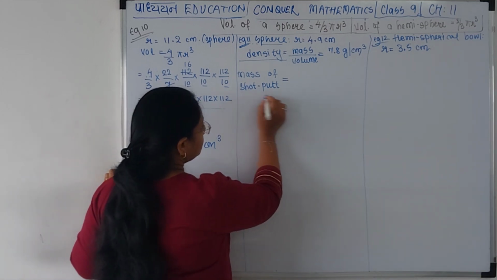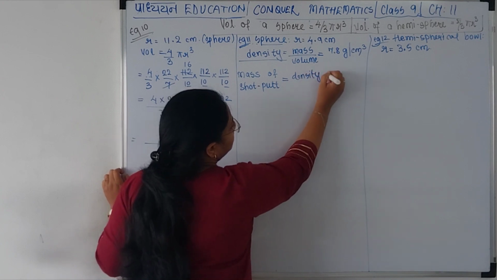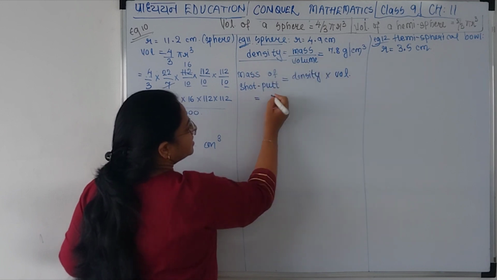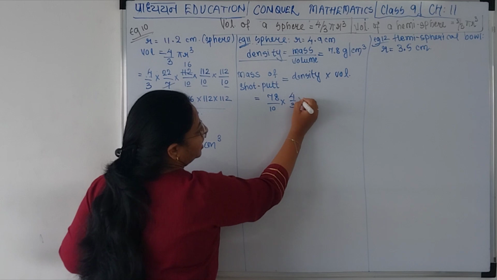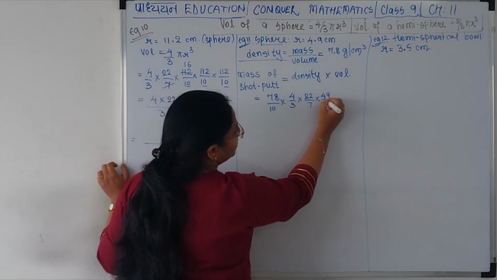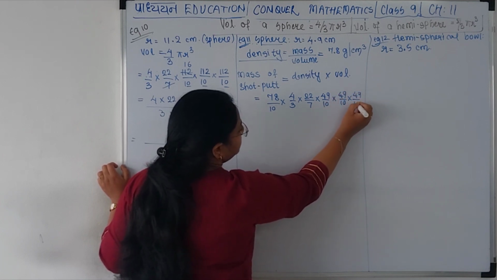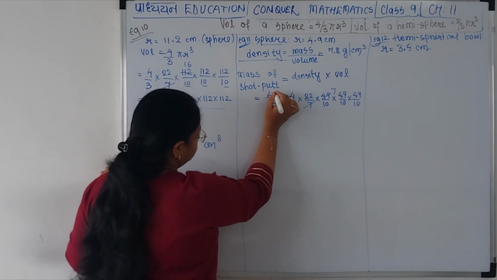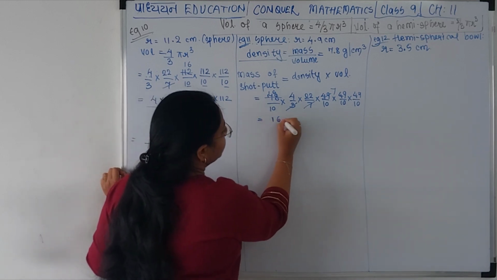Let's see how. Mass of shot put will be density into volume, according to the formula, correct? Which is equal to, density is 7.8, so 78 by 10. Volume is 4 by 3 pi r cube. R is 4.9, so 49 by 10, 49 by 10 and 49 by 10. All you are left with is 7 7s are 49, 3 1s are 3, 3 6 are 18. Don't go for anything else, simply multiply these.